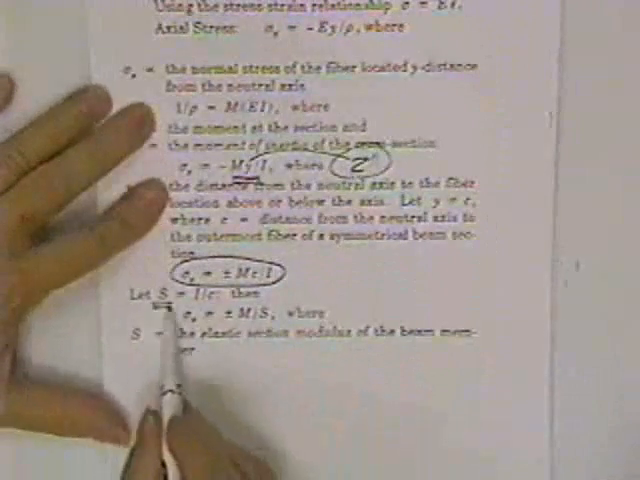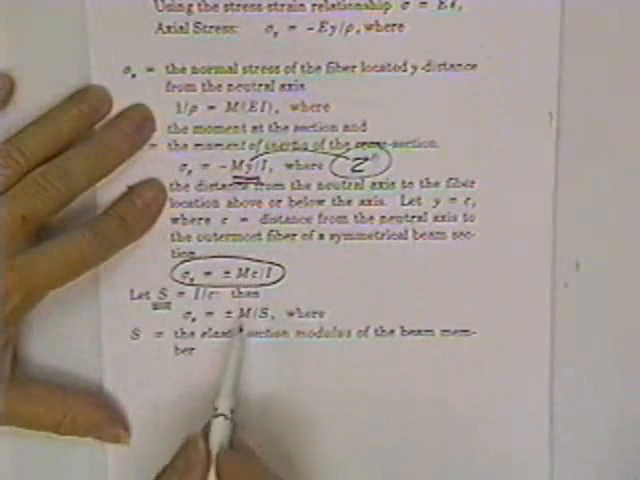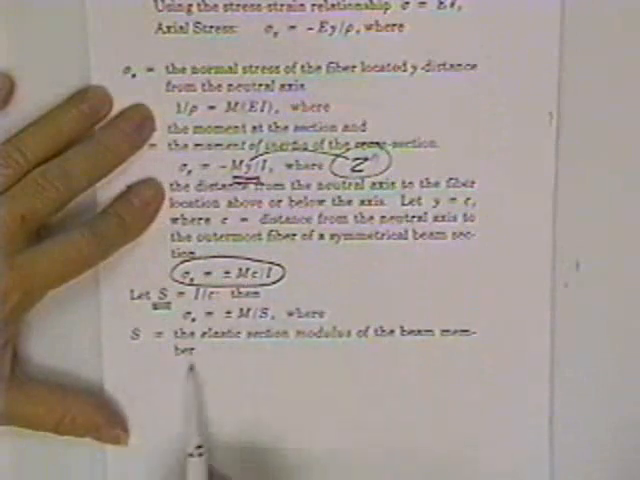Now, the section modulus is defined as I over C. This lets you design beams.